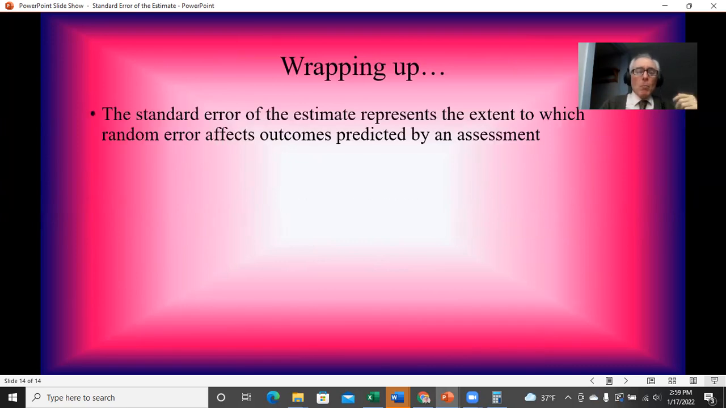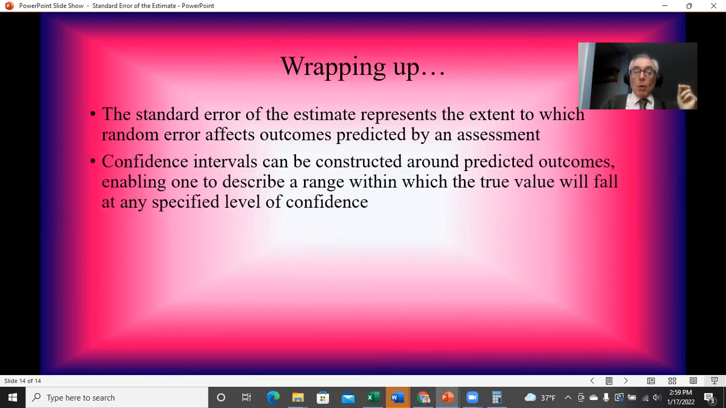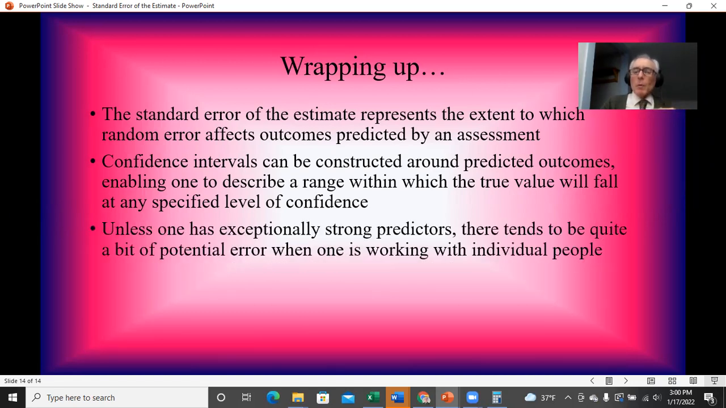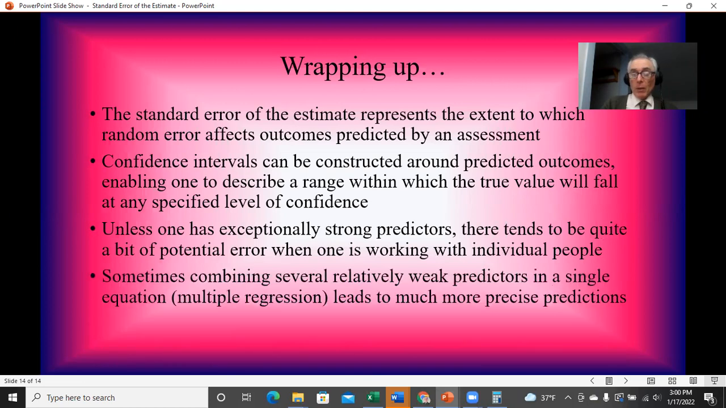Now, wrapping this up, the standard error of the estimate simply represents how extensively random error influences the outcomes you're trying to predict based on whatever kind of assessment procedure you're using. Once we know the standard error of the estimate, we can construct confidence intervals around the outcomes we're predicting, which enable us to have these little ranges and be confident, to whatever degree of confidence we insist upon, that the true outcome is going to be in that range. But always remember that our technology here is limited in its ability to predict the behavior of individual people. There's always quite a bit of error built in there.